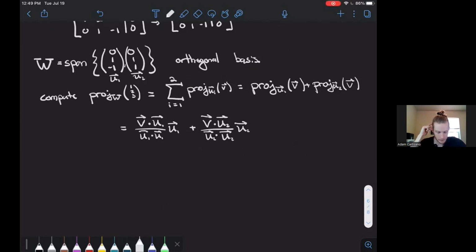Now we have to compute V dot U1, V dot U2, U1 dot U1, and U2 dot U2. Those are all dot products, so I'm just going to do them without showing any work. V dot U1 is 1, 2, 3 dot 0, 1, minus 1. That's 2 minus 3, which is minus 1. U1 dot U1 is 2.